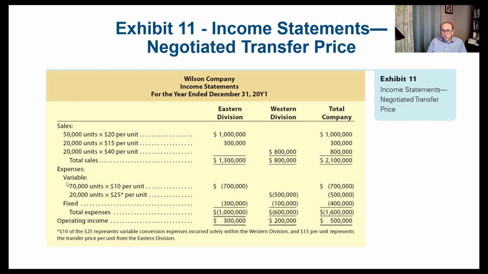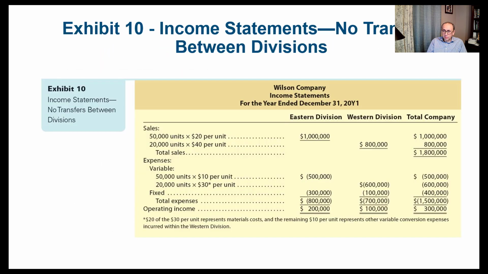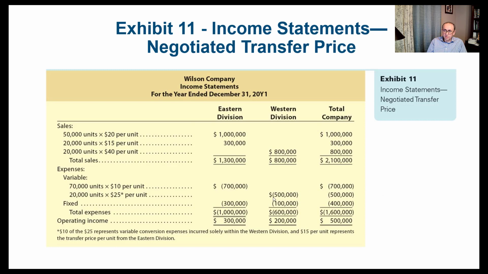So for expenses, the Eastern Division variable cost is $10. So 70,000 units at $10 would be 700,000. And for the Western Division, it's 20,000 units at 25 instead of 30, and that would bring it down to $500,000. It was actually 30, yeah, at 30. So you can see here that the Western Division, instead of having 600,000, now their cost went down to 500. But for the Eastern Division, their cost increased a little bit because they had an additional 20,000 units. Instead of having 50, now they have 70.